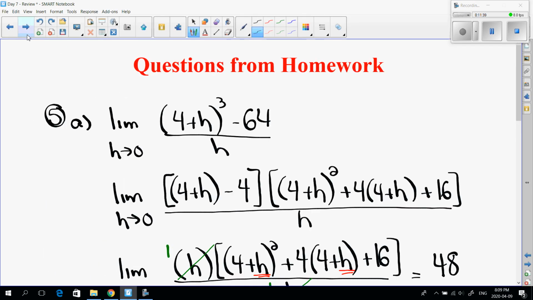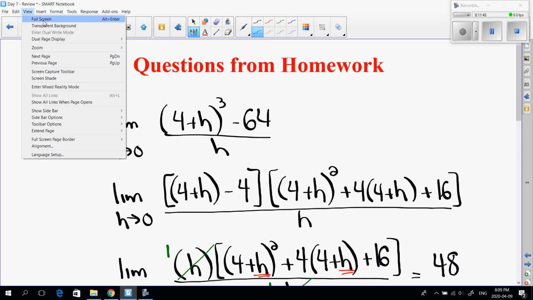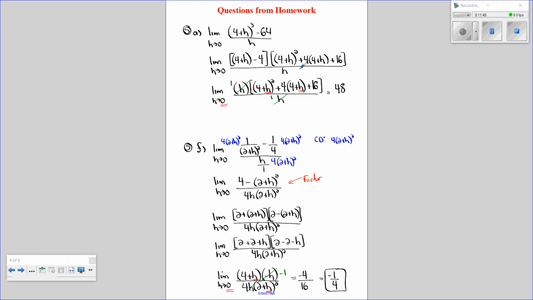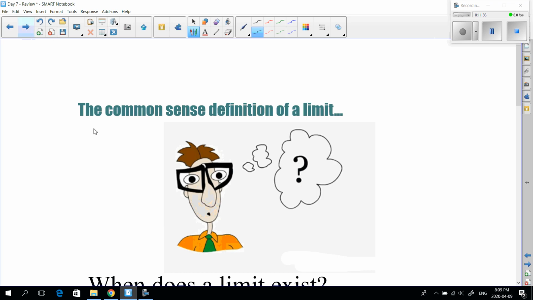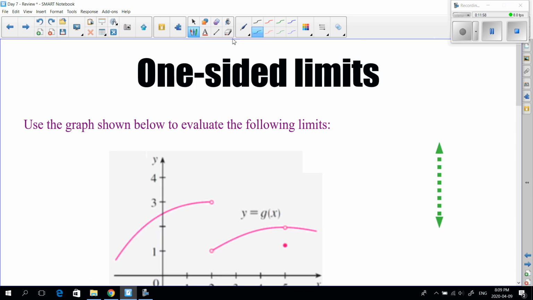All right, next thing I want to go over, there's also some extra examples from a previous worksheet. I'll scroll over those. You can pause the screen if you'd like to look at those other examples. And lastly, I want to talk about one-sided limits.